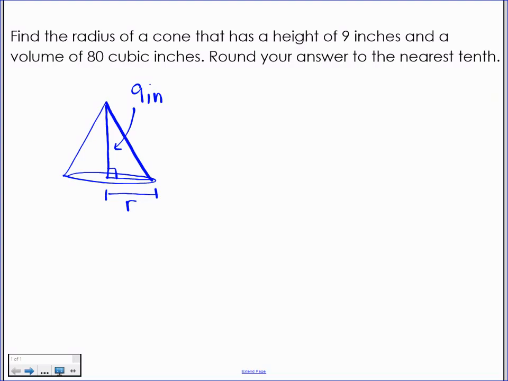So the first thing you want to do on a question like this is to draw a picture of a cone so you can figure out what you're supposed to do. Here I already drew it for us. I labeled the height 9 inches, and the radius that we don't know, I used an r.